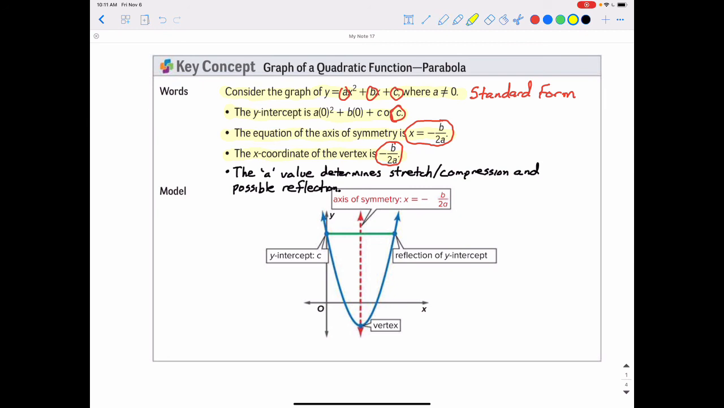And then the last thing, and I wrote this in because they didn't write it into the book, deals with the a value. The a value determines the stretch, compression, and possible reflection. Every one of these numbers in the a, b, and c positions is going to have some value to it. So the c is definitely the y-intercept. You can see that we use both a and b in trying to define the vertex, and we also use the a to determine the stretch or compression. Remember, a stretched graph is tall and skinny, a compressed graph is short and fat, and a reflection means it may turn upside down instead of the right side up U shape.